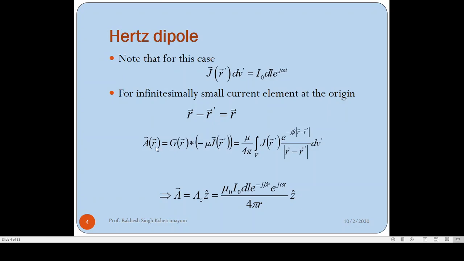So in that case the expression for the magnetic vector potential Az z hat will become simply mu. From here J will be replaced by I naught, exponential minus j beta r, and dv' will become dl, and r minus r' will become r, so exponential minus j beta r by 4 pi r. So this is the expression you have for the magnetic vector potential for a Hertz dipole.